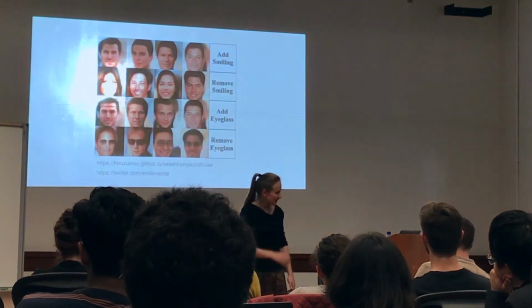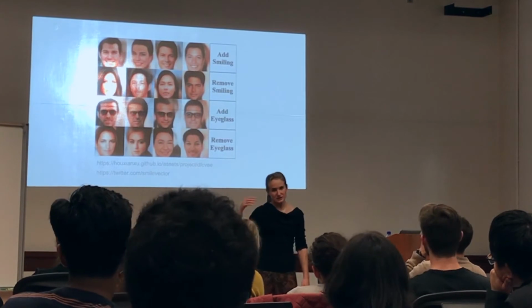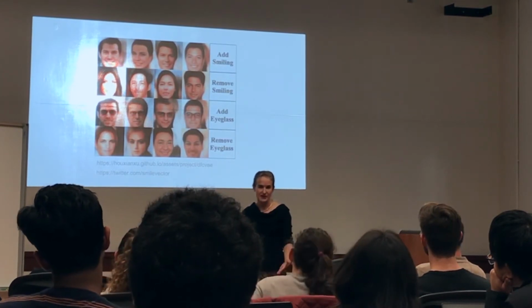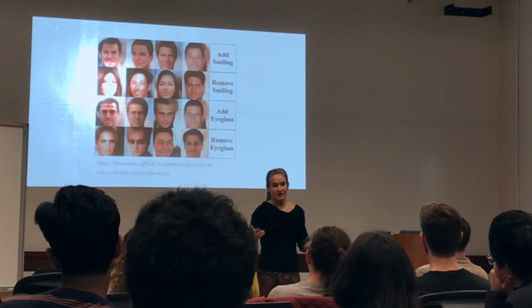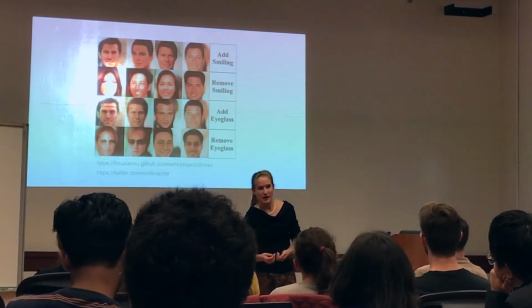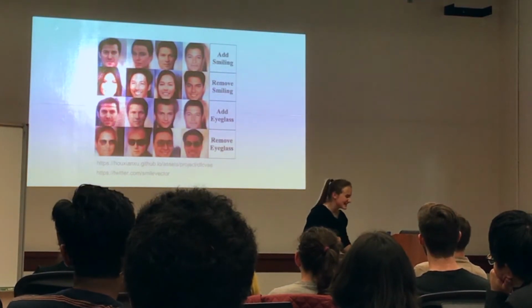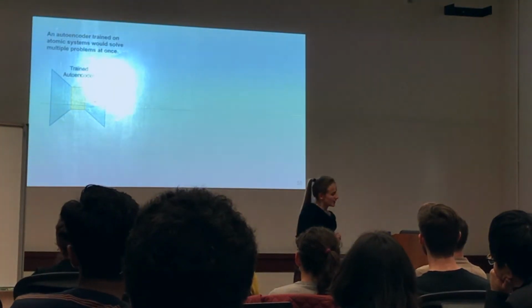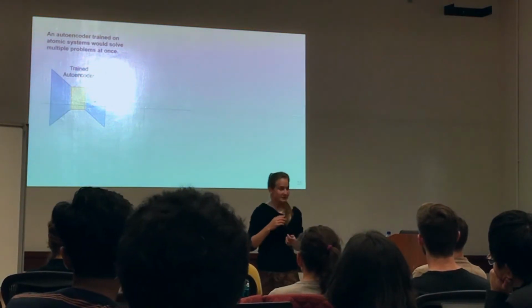But anyway, you can see that with these learned latent spaces, even though it wasn't told to learn what the smile direction is, sometimes interesting trends can come out of the data just by having enough data and training a model well. So this is really interesting because, what if we could do this for atoms? Wouldn't that be cool? An autoencoder trained on atomic systems would actually solve a lot of problems at once.